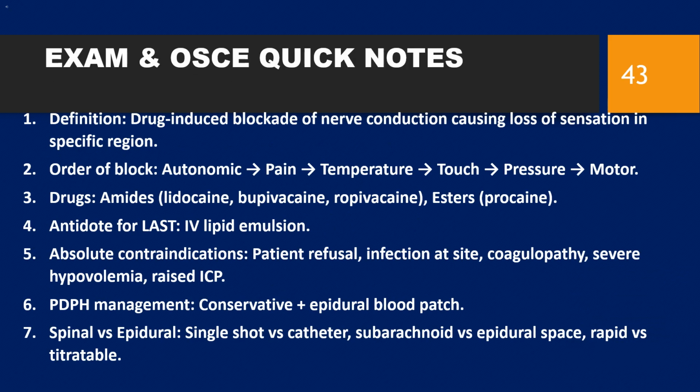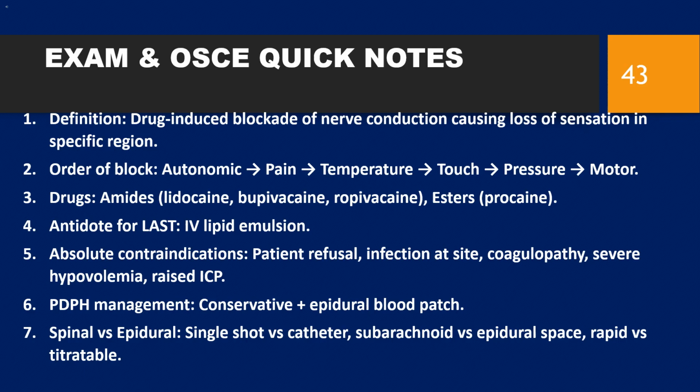Regional anesthesia quick notes for exam and OSCE. 1. Definition. 1. Drug-induced blockade of nerve conduction. Regional anesthesia involves blocking nerve conduction to produce loss of sensation in a specific region. 2. Order of block. 1. Autonomic. Pain, temperature, touch, pressure, motor. The order of blockade progression helps understand the sequence of sensory and motor block.